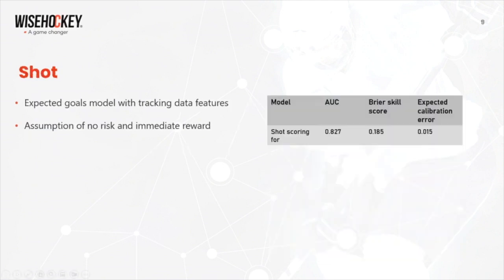And for shots, we basically have an expected goals model with added tracking data features, and we assume there's no risk and immediate reward in shots. And well, this of course isn't completely accurate. The probability that a blocked shot results in a turnover or a missed shot that leads to a zone exit and a giveaway and possibly counterattack is obviously not zero, but these are future considerations for now.